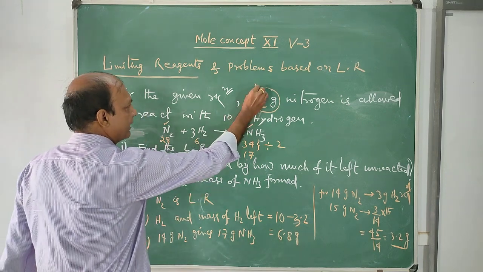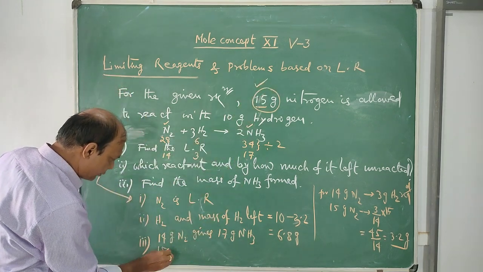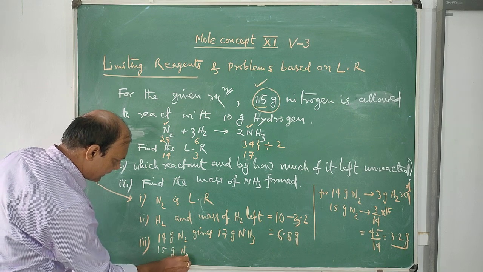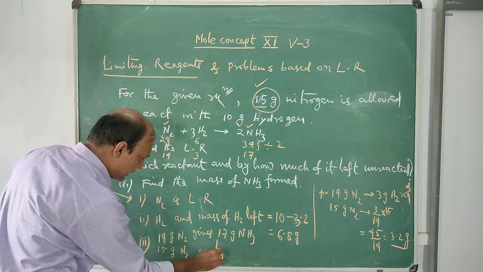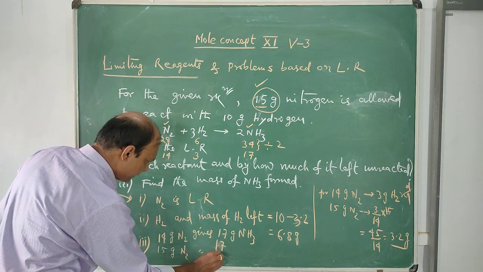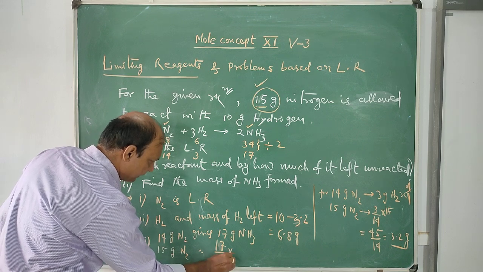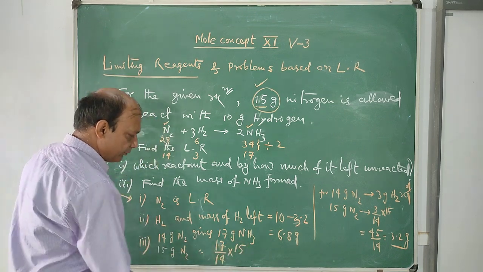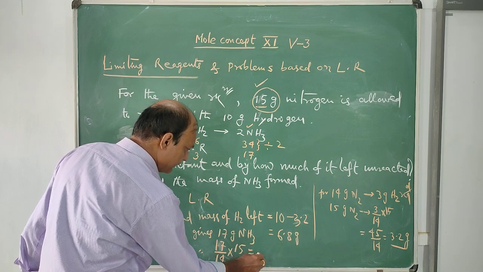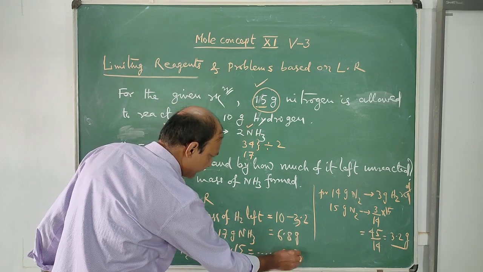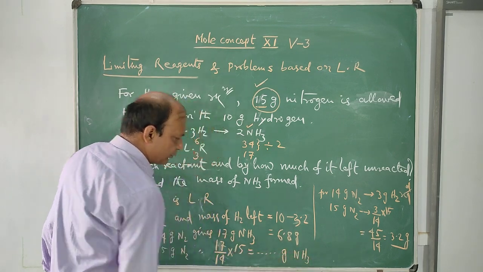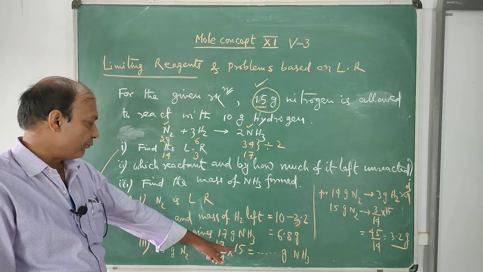Therefore 15 gram nitrogen gives 17 by 14 into 15. You have to find this one. This is the mass of ammonia formed: 17 into 15 by 14.